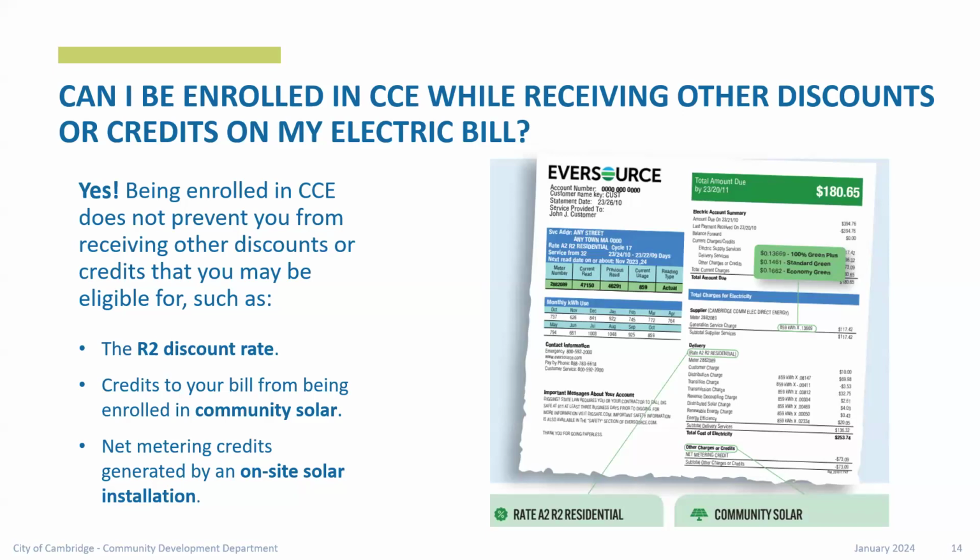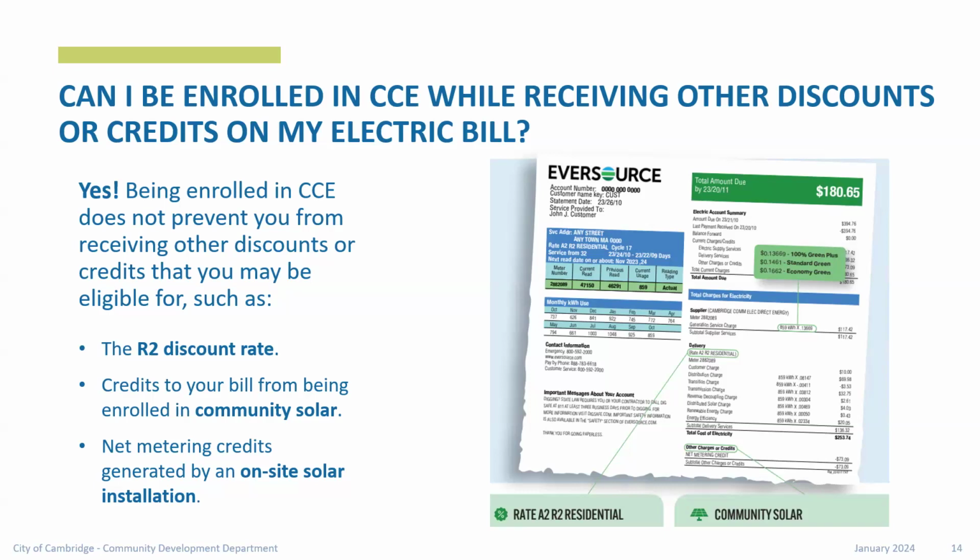The R2 discount rate, for anyone who's unfamiliar, you qualify for with your income, and it affects the delivery portion of your bill. So if you have a qualifying income, or if you qualify for most other public benefit programs like SNAP, WIC, fuel assistance, you would qualify for this. And if you're enrolled in community solar, which functions as an offsite solar farm that you can buy membership in to receive a credit on your bill, or if you have on-site rooftop solar, that would show in a section of your bill as other credits or charges.